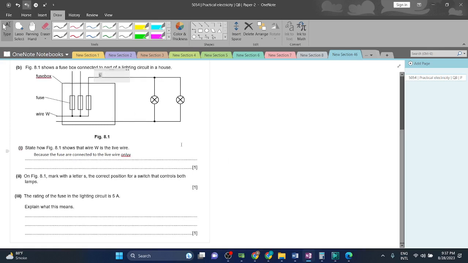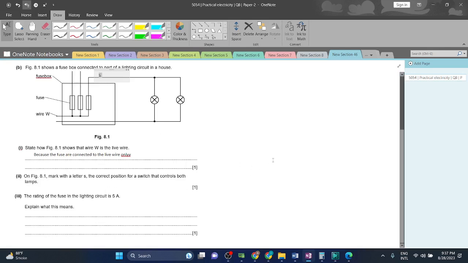Moving on. The rating of the fuse in the lighting circuit is 5 amperes. Explain what is meant by this. So you get a lot of ratings, ratings of power, ratings of current. What does a rating represent? In a fuse, the rating identifies or presents that if the current is below 5 amperes, so it will easily let the current pass in the fuse, right?